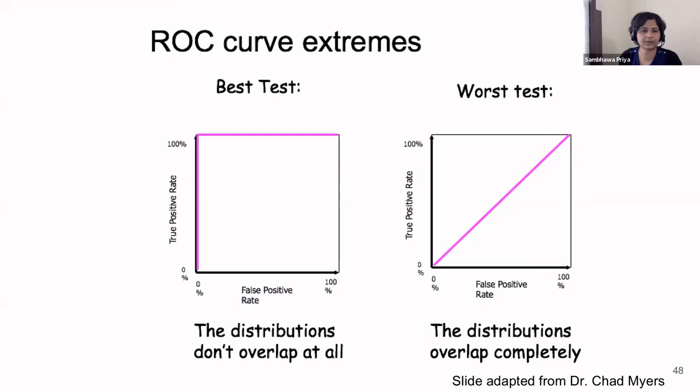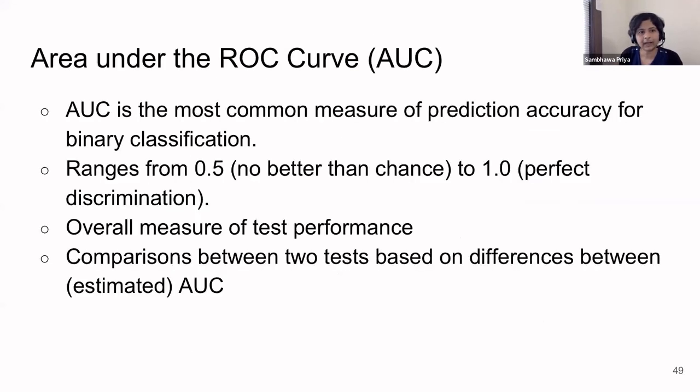And then the associated concept is area under the ROC curve. So AUC is one of the common measures of prediction accuracy for binary classification, and it ranges from 0.5, which is no better than chance, to 1, which is perfect classification. This can give an overall measurement of test performance, and you can compare different tests, different algorithms, based on differences in the estimated AUC values.